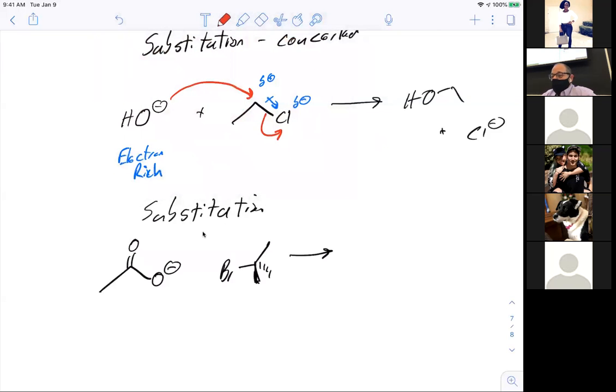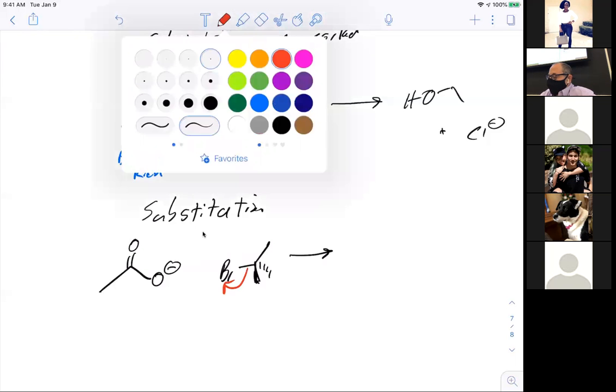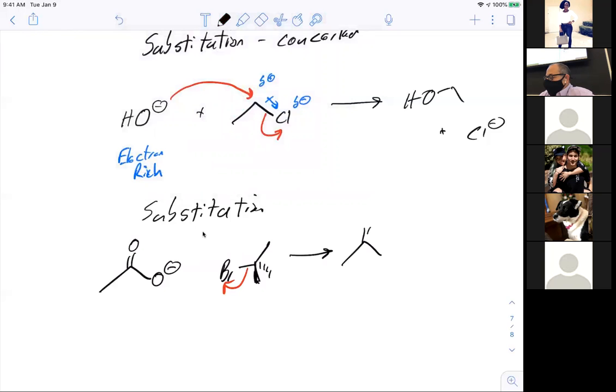And this one, because of the structures, it's hard for the acetate to come in the backside, so that's not going to happen. So what happens if the bromine just leaves? I end up with a carbocation. I've tried to draw it planar here because it is planar. And then I have my bromine negative. Now the bromine can re-react with that positive charge. That would just make this go back. Or I could have the electron rich react with electron poor.